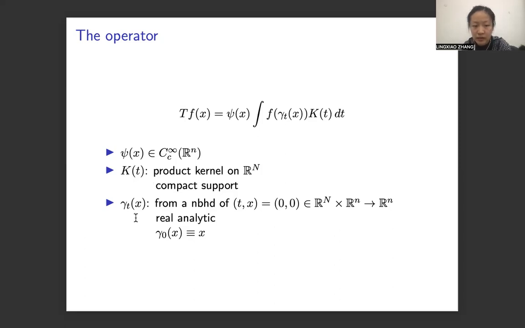We also assume that the function gamma is real analytic and it maps from a neighborhood of the origin in R^N cross R^n into R^n. And we assume when t equals 0, this is the identity map. Okay, so such operators are called singular Radon transforms.